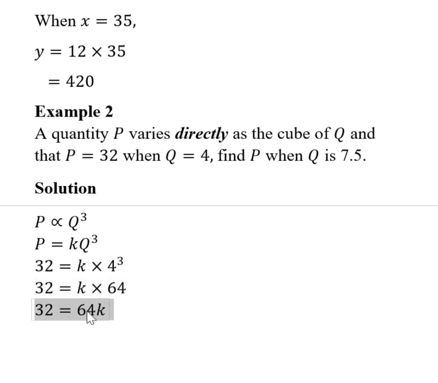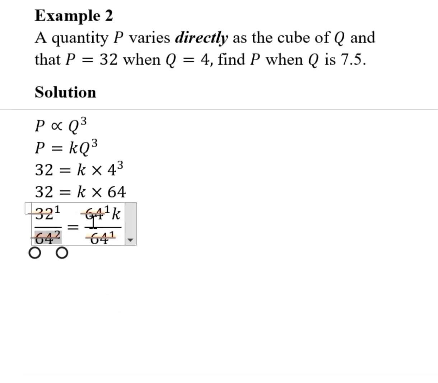We need k, so we divide both sides by 64, the coefficient of k. If we do that, you will realize that our k is equal to half. You can see 64 cancels here once, and it cancels 32 twice. So our k is equal to half. So we can now write this equation in complete form as p is equal to half q cubed.